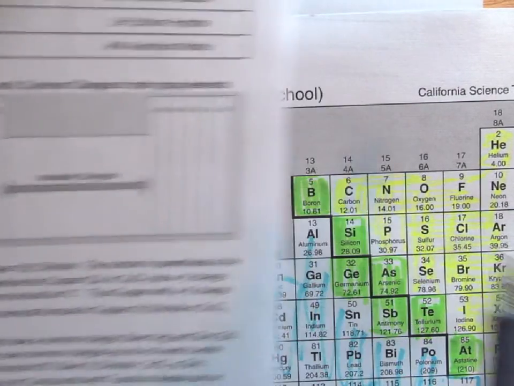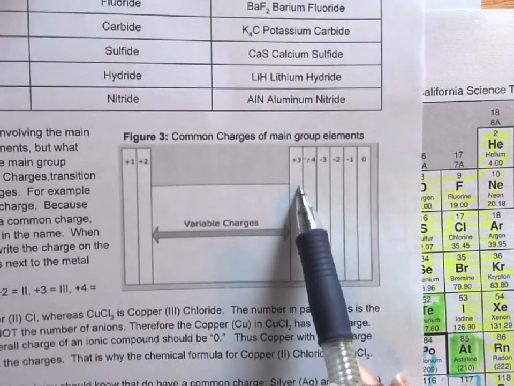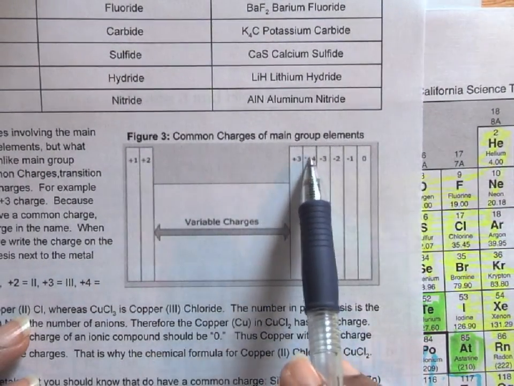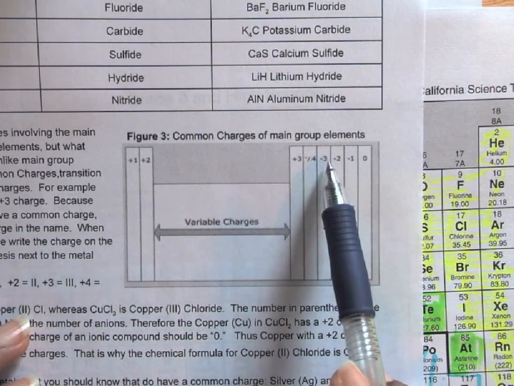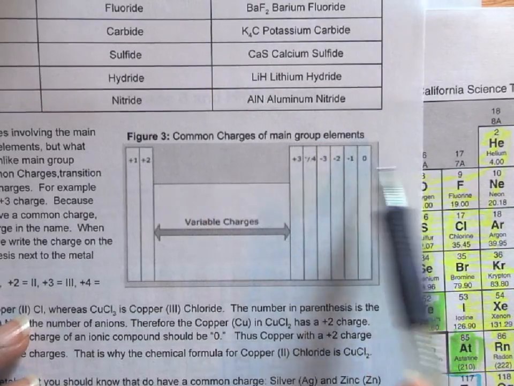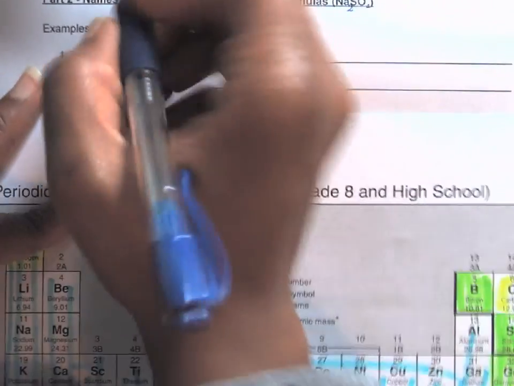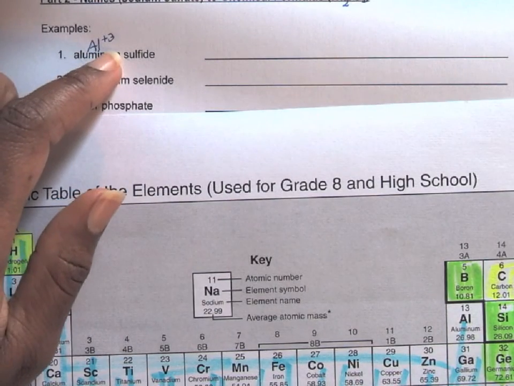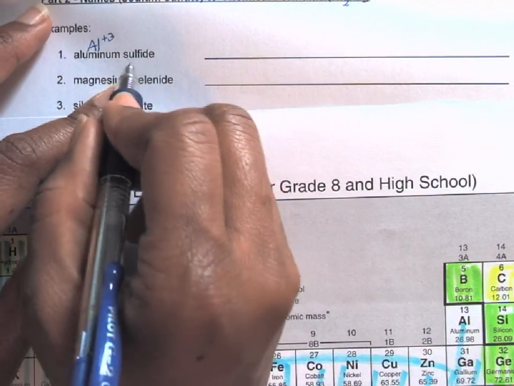Let's figure out what group aluminum is in. Aluminum is in group 13, and these have a +3 common charge. One thing you should notice is the pattern goes +1, +2, +3. This is really +4, in some cases minus, but usually just +4. And then it starts going to the negative side: -3, -2, -1, 0. So aluminum is in group 13, so it has a +3 charge, and I'm going to write that above it as well. So I identified it in the periodic table, got the symbol, and then used my common charges to figure out the charge. The next one I have is sulfide.